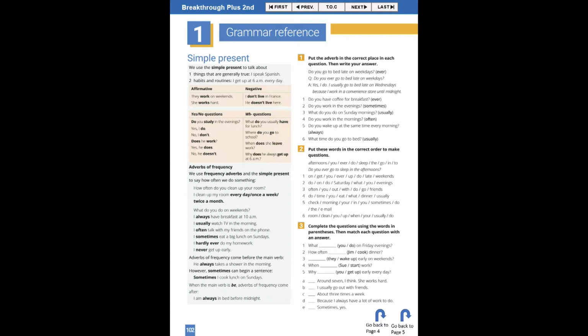So adverbs of frequency come before the main verb. The main verb here is have. I always have breakfast. I usually watch TV. I often talk with my friends. No ing. I usually watching? No, I usually watch. I often talking? No, I often talk. If you're having trouble, if you need a reference of how to use this language, please look on page 102 to help you with the following exercises.